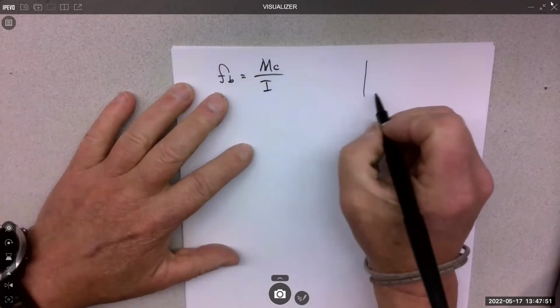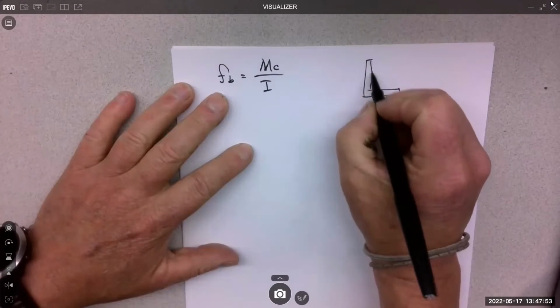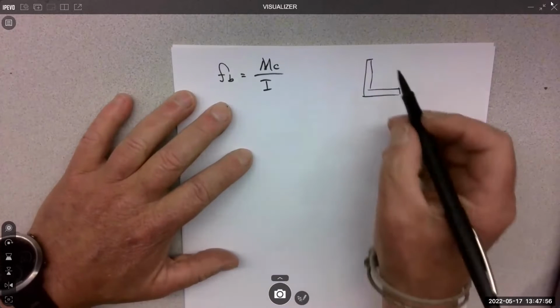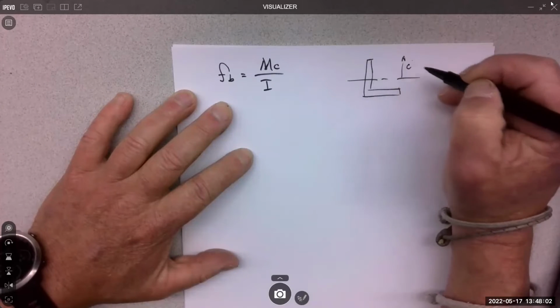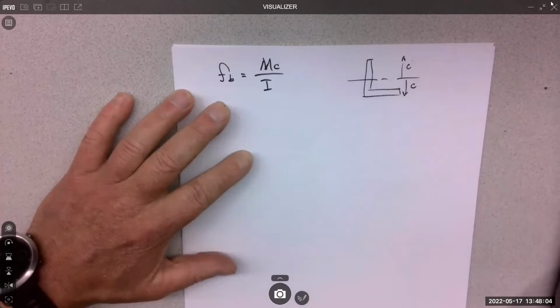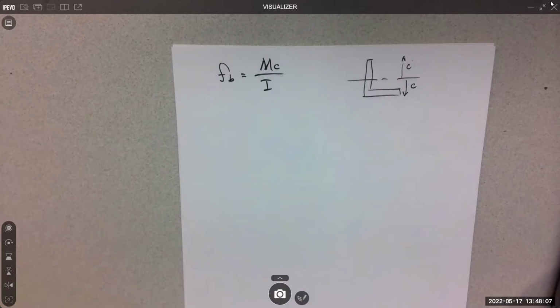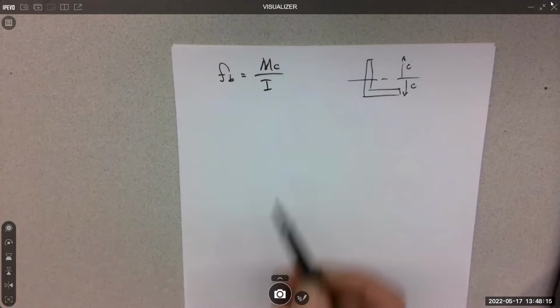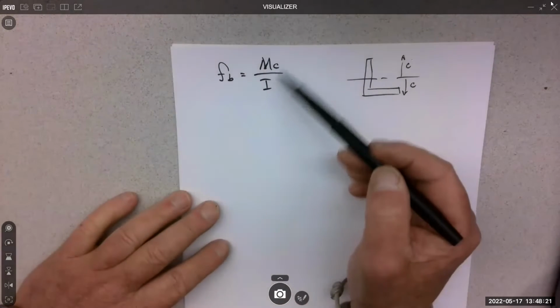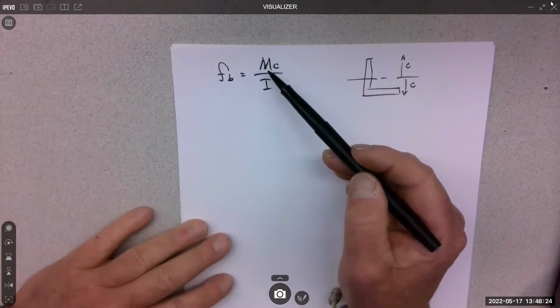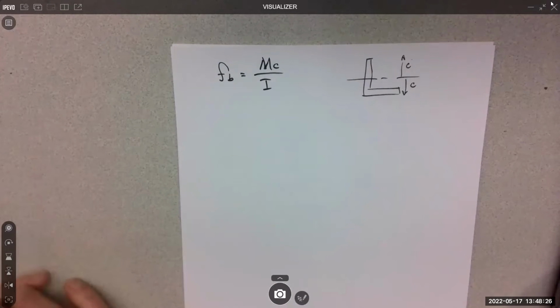If I had an L shape, then I would just look up where the neutral axis is and choose the largest C value. So there's usually a couple C values if the shape's not symmetrical, right? You want to use the largest C value that you can find. And then I is the inertia. Again, we look that up if it's a structural steel shape. So those two, pretty easy to get. It's the M that's the pain. Where's that maximum moment? How much is it? That's what we need before we can go for bending stress.